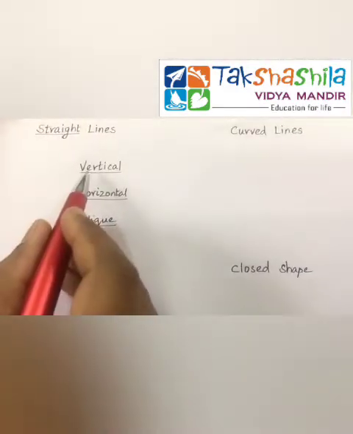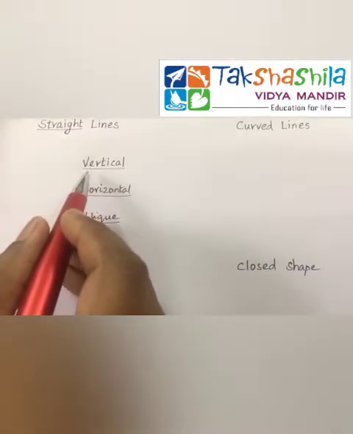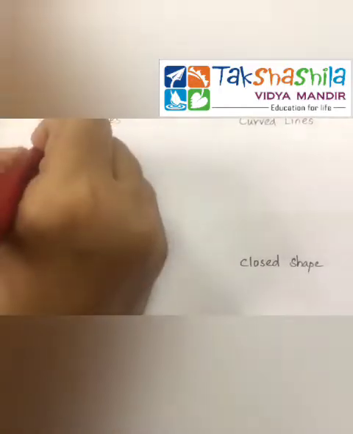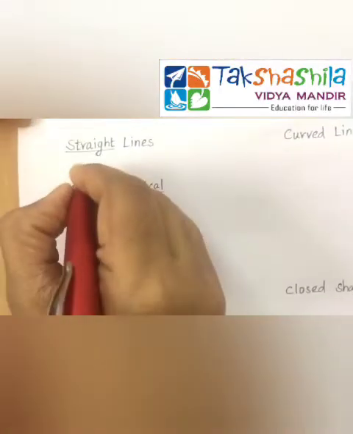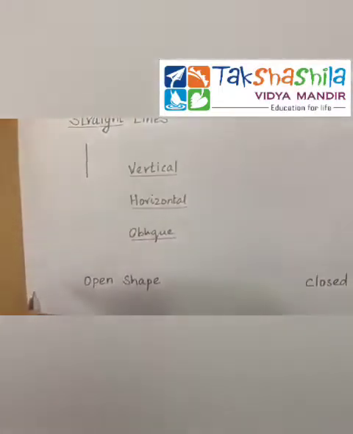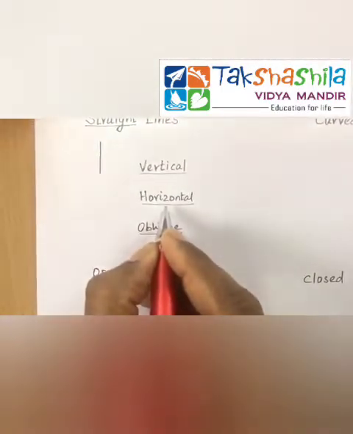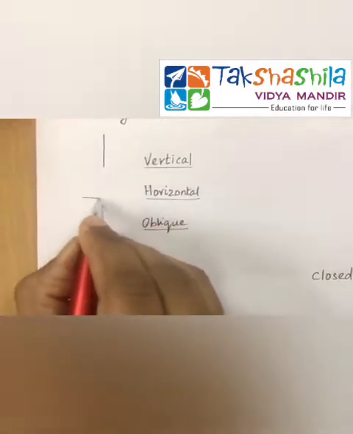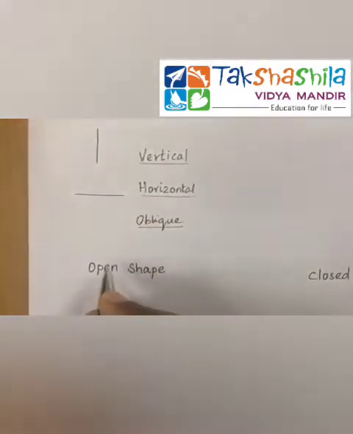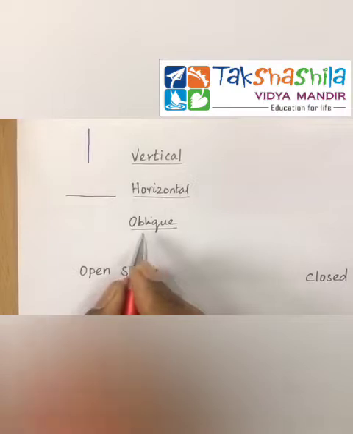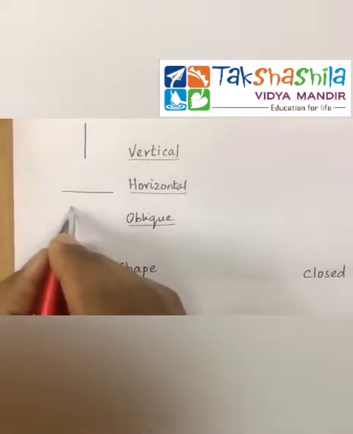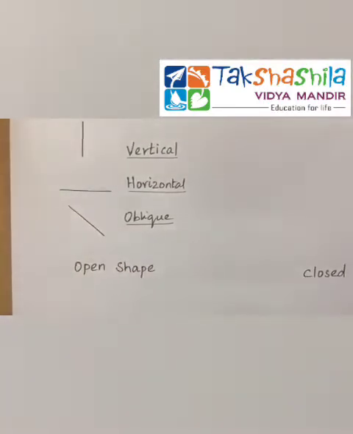And what do you mean by vertical straight line? Can you say? It's standing line, it's vertical. Standing straight line, it's vertical. What is horizontal? Yes, sleeping line is horizontal. And what is oblique? Yes, slanting line is oblique.